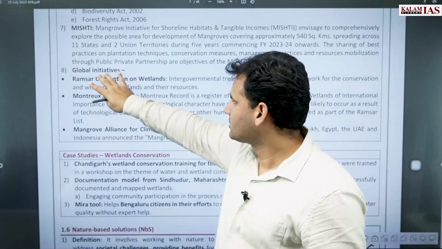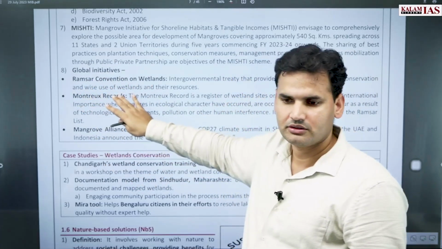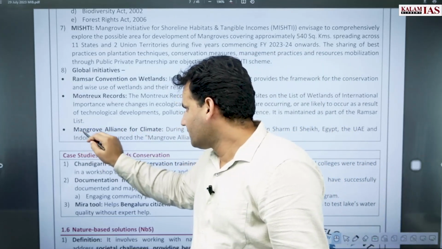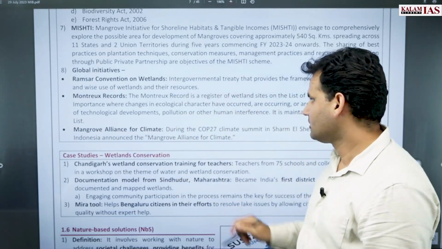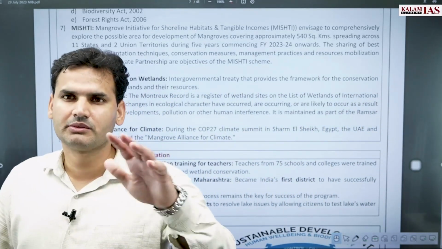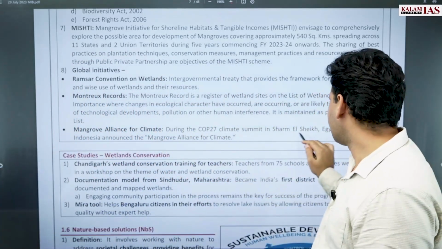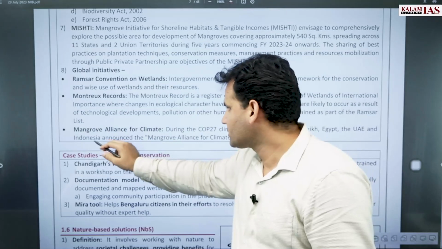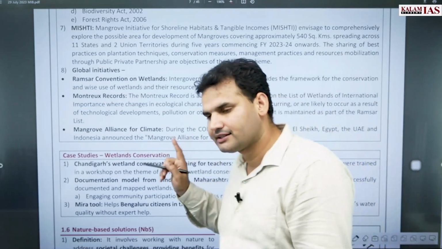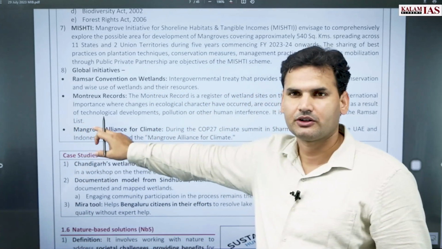And what are the global initiatives? Now Ramsar Convention needs no introduction. Also Montreal Accords, they need no introduction. This you should remember, Mangrove Alliance for Climate, because COP27 at Sharm el Sheikh, Egypt was very much in the news. And it was at this particular event that UAE and Indonesia announced what? Mangrove Alliance for Climate, and India is a part of it. So you must use this if a question comes.